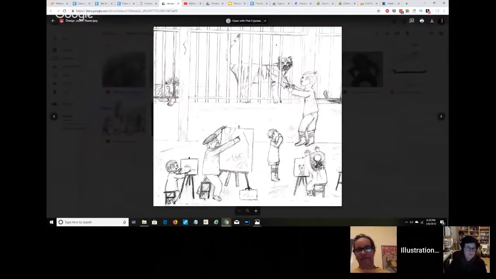Yeah, so use proportion, heads as units of measurement, to make sure all your kids' proportions are pretty much the same depending on their age. These kids might be different ages, but he looks almost like he hopped out of a different picture and walked into this one. He's so much bigger than the other kids, and he's further back than the other kids too.